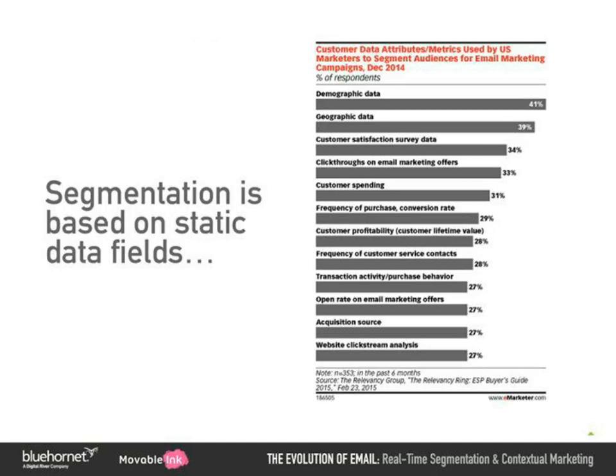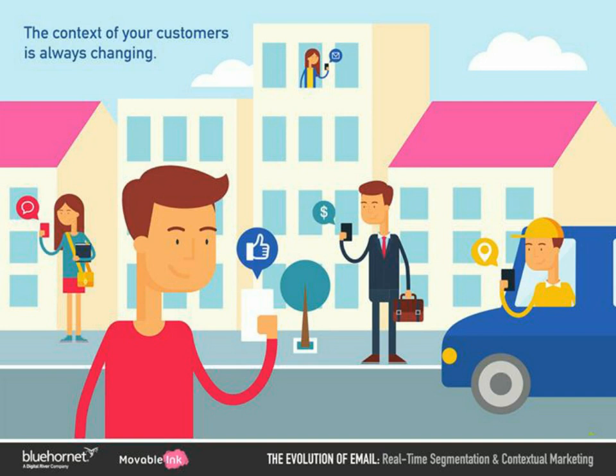If we take a look at the fields email marketers usually use to segment their lists, we can see that these fields are typically static. Information such as demographic data, geographic data, click-throughs, transaction activity, and other behaviors are all captured and used before send. But when you send emails to lists that are based on past data, you're not really targeting according to the customer's real-time context. And with over 60% of email opens occurring on mobile devices, that one word, context, has really become more important than ever.